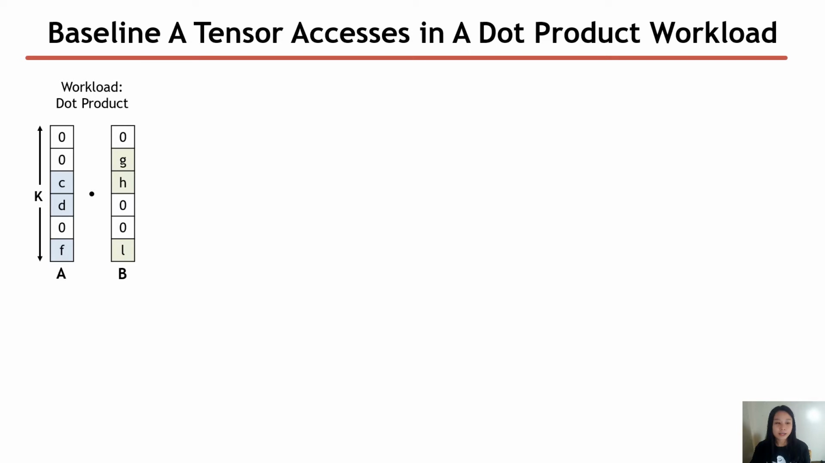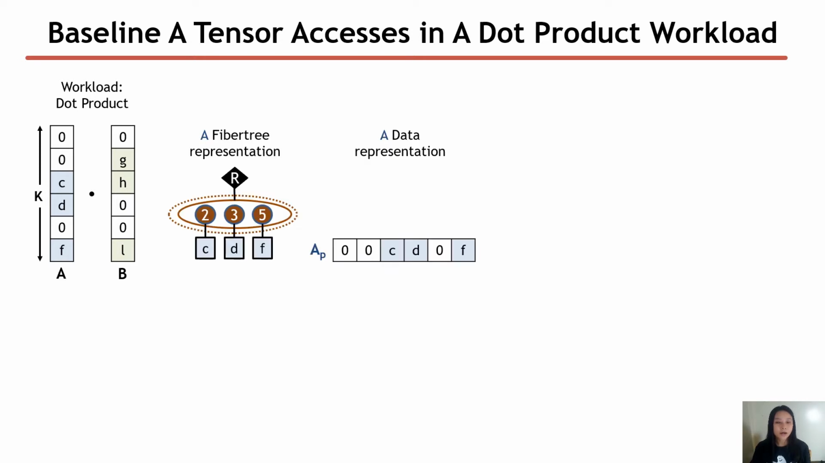Again, we're looking at a simple workload, which is a dot product of vector A and B with the dimension of k. Let's focus more on the A tensor because we only want to define how these access types happen. So let's look at A only, ignoring B. We would have the fiber tree representation of A in this format because we have 3 non-zero values with coordinates 2, 3, and 5.